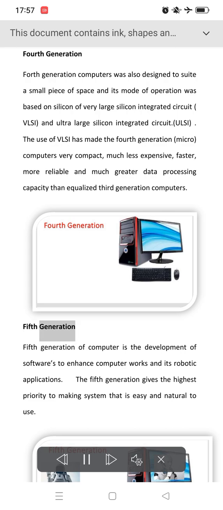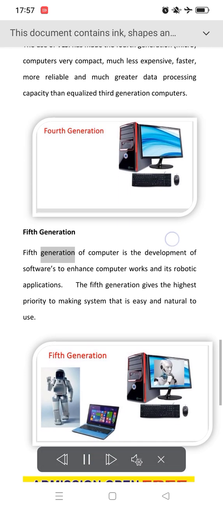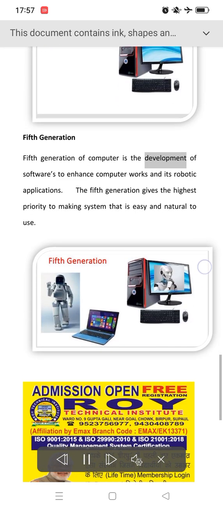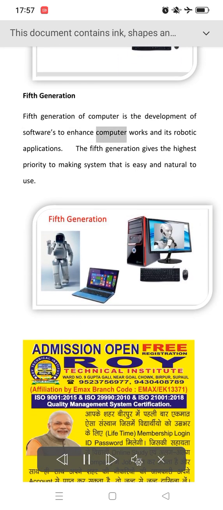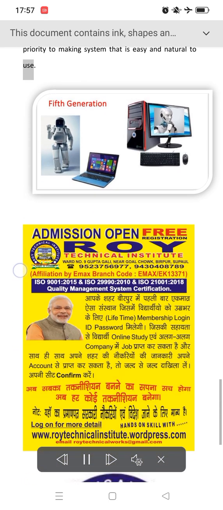Fifth generation. Fifth generation of computer is the development of software to enhance computer work and its robotic applications. The fifth generation gives the highest priority to making systems that are easy and natural to use.